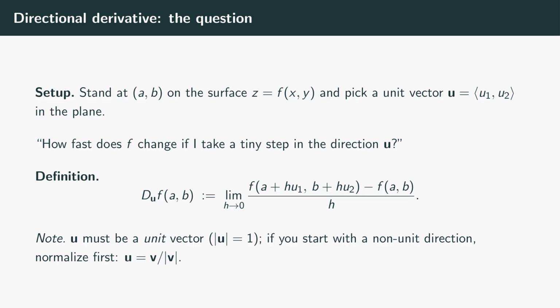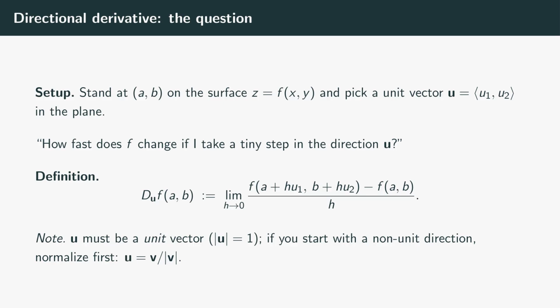The directional derivative of f in the direction u, at the point (a, b), is the limit as h goes to 0 of f at the perturbed point (a plus h u1, b plus h u2), minus f at (a, b), all divided by h. The perturbation h times u is a step of length h along the direction u.